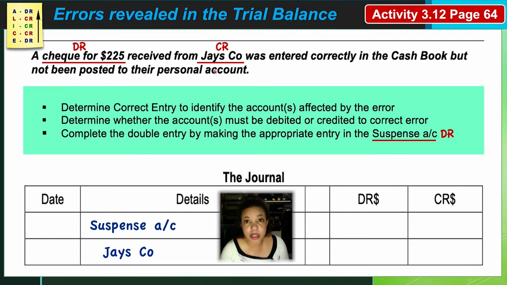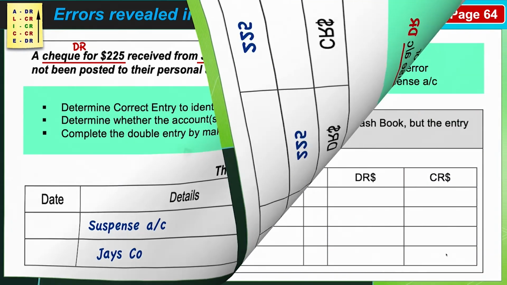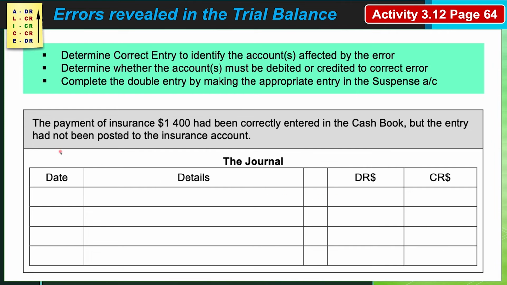So let me just point out very quickly, even though we identified the credit account first, when you go to your journal, you must always, always enter the account to be debited first. Always. So you see it here. Yes, we identify Jay's company as a credit, but suspense account is written down first with the amount under the debit column, because debit comes before credit, $225, and then Jay's company credited $225 in the credit column, which comes after. So let's go on to the next one.